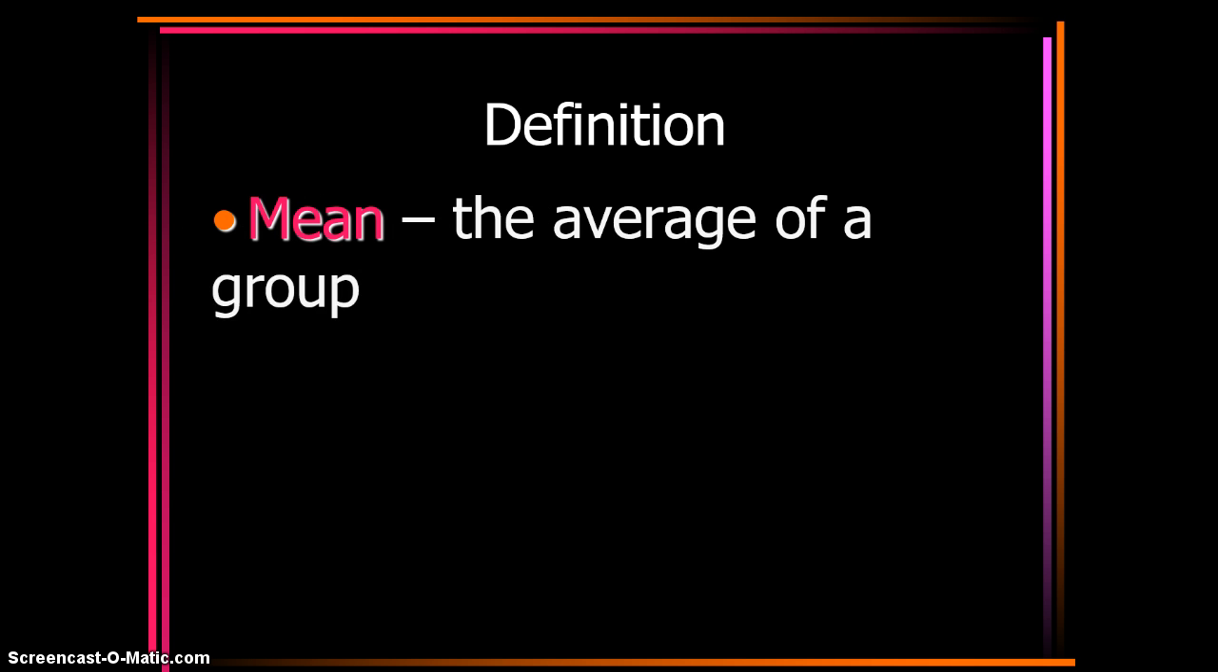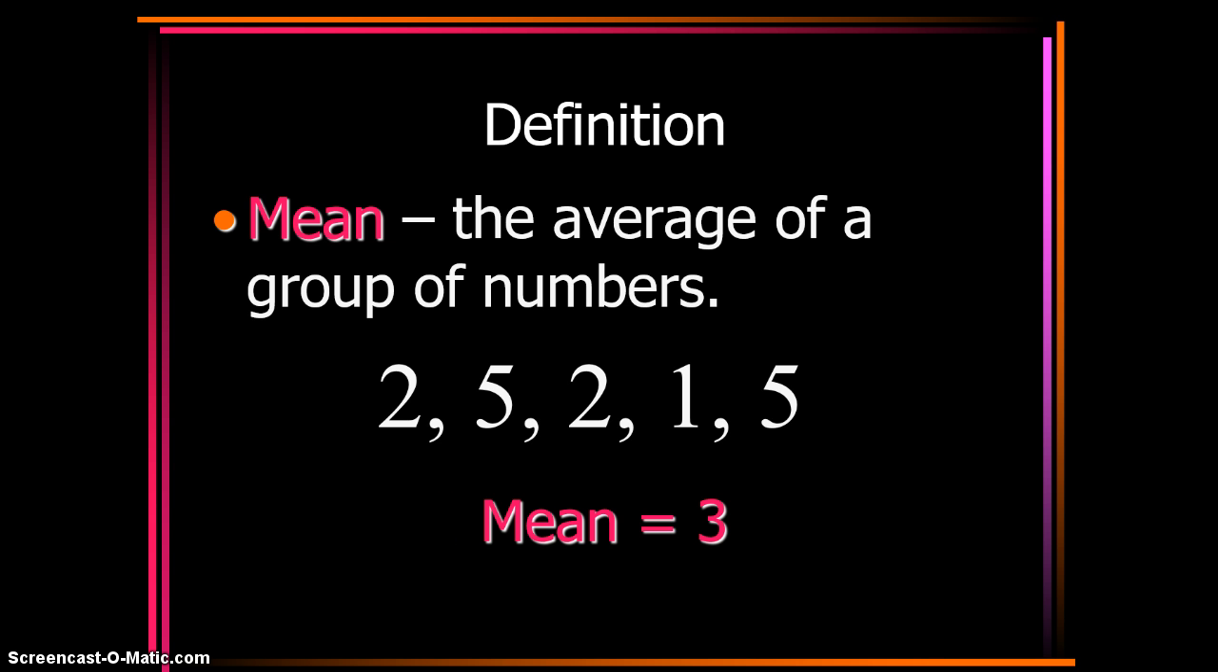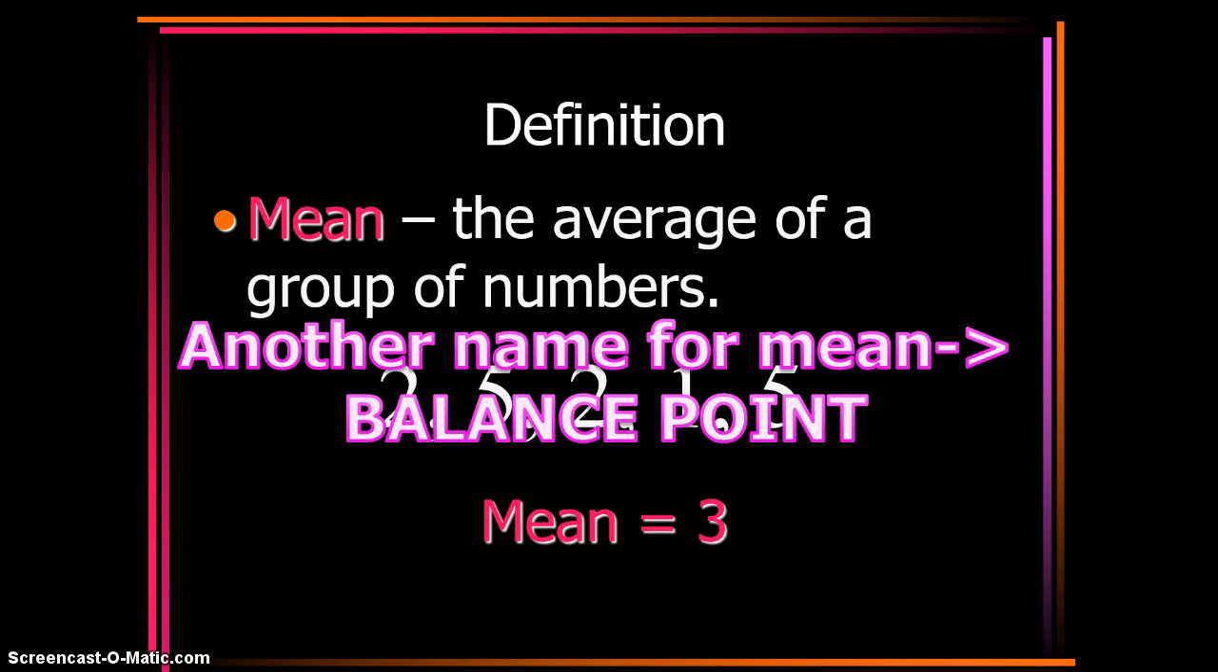So we're going to start by talking about mean, and we reviewed this on Friday, but the mean is the average of a group of numbers. So if we have the set 2, 5, 2, 1, and 5, the mean would equal 3. And you find that by taking those 5 numbers, adding them together, and dividing by the number of data items there are. So in this case, that would be 5.